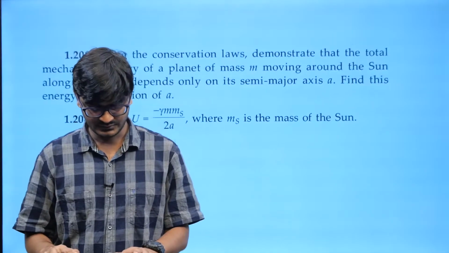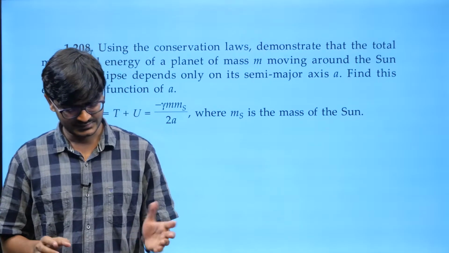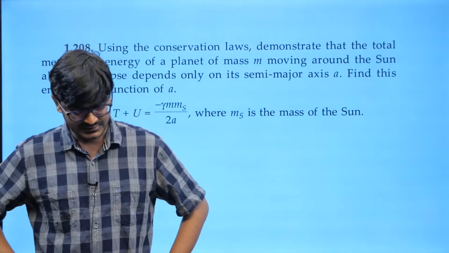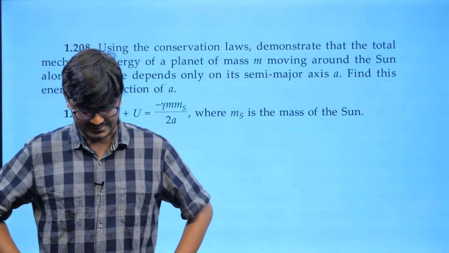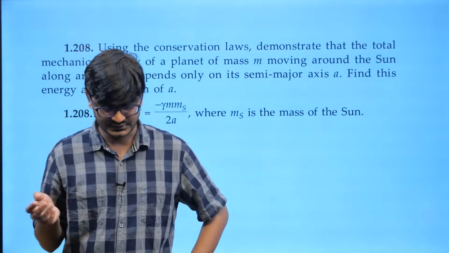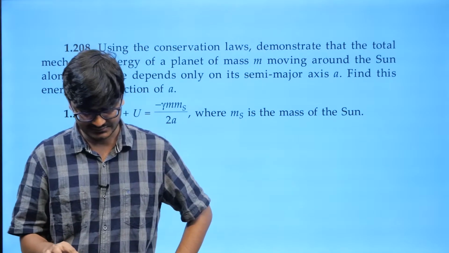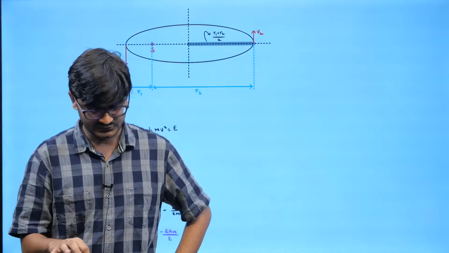Okay, so you can look at a few questions from gravitation. Using the conservation laws, demonstrate the total mechanical energy of the planet of mass m moving around the sun along an ellipse depends only on the semi-major axis. Find this energy as a function of time.